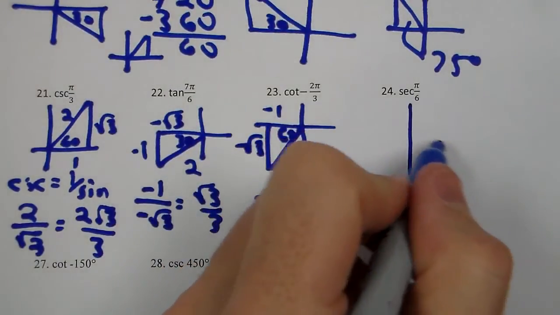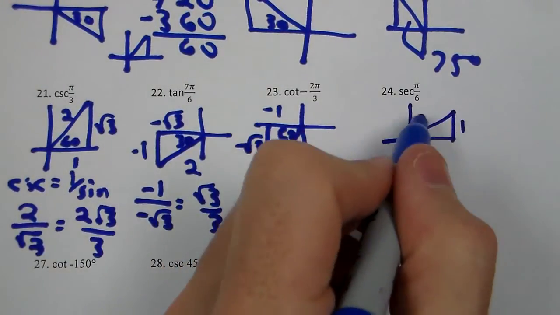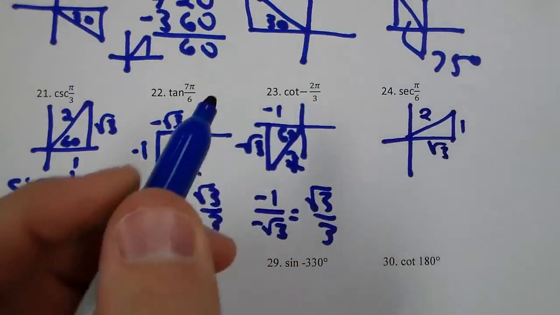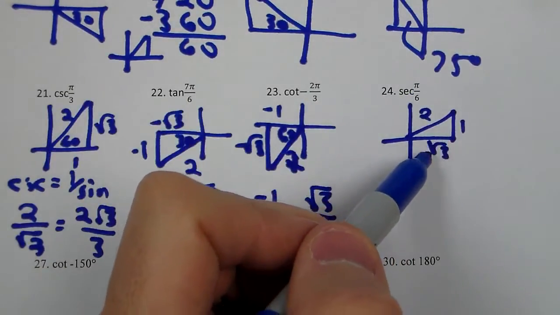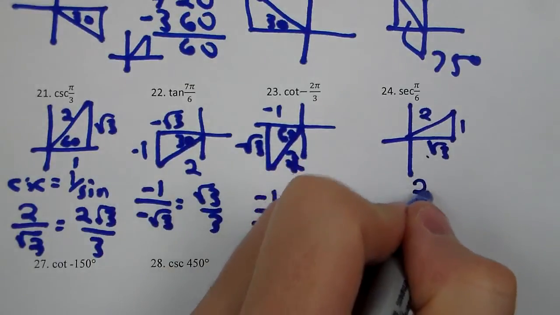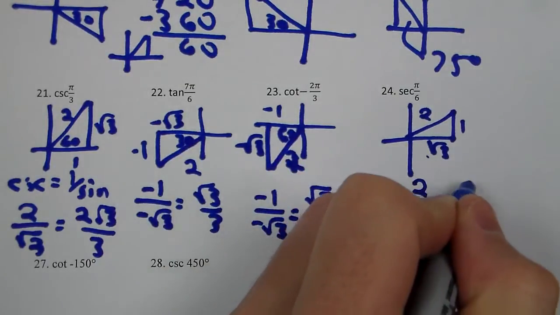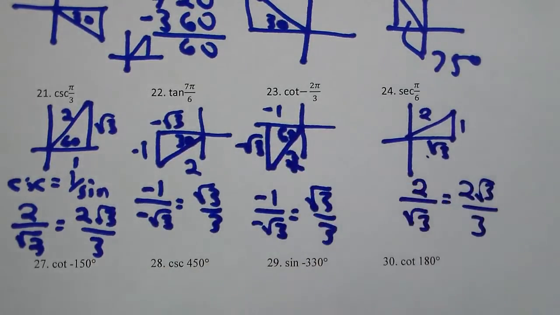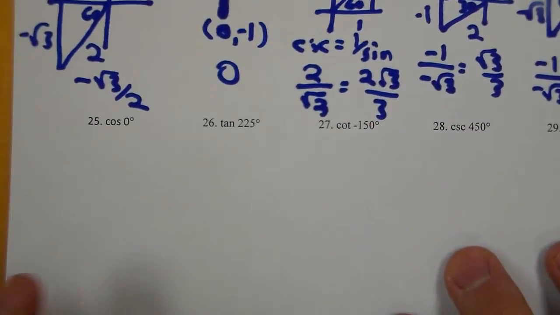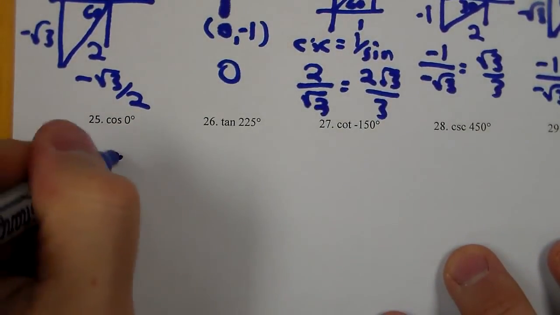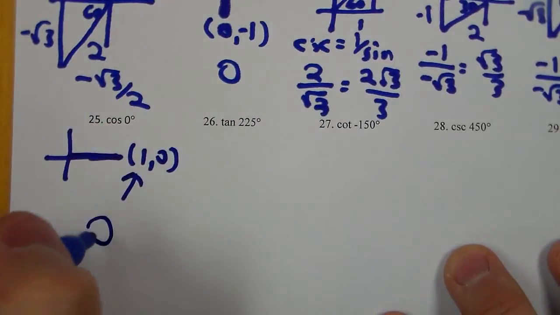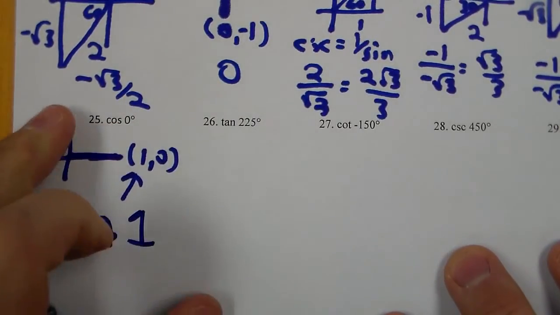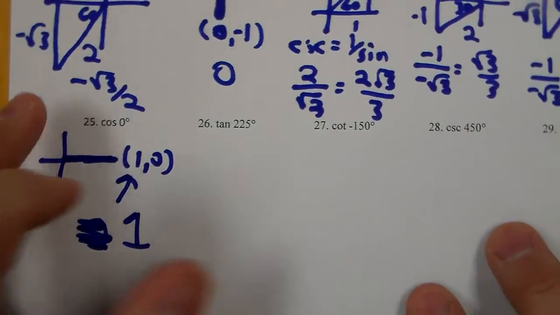For pi over 6, that is a 30 degree angle. In quadrant 1, secant is the reciprocal of cosine. Cosine is adjacent over hypotenuse, so we're going to go hypotenuse over adjacent, and that comes out to be 2 root 3 over 3. Cosine of 0, at 0 our coordinate is 1, 0. Cosine is the x value, so our answer is 1. Don't know why I was writing 0.